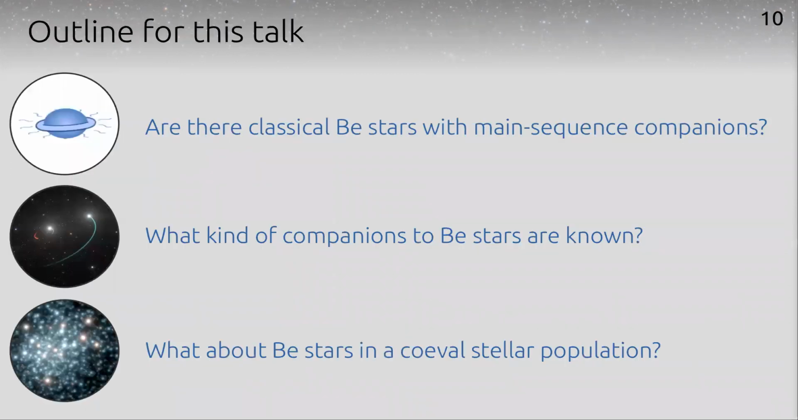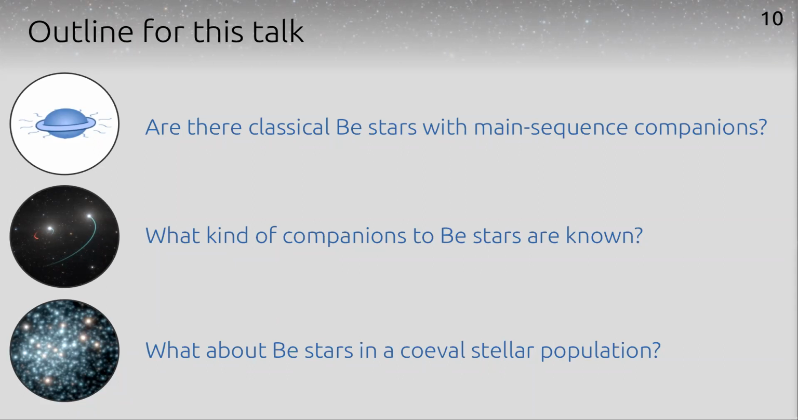And so in the remainder of my talk, what I want to focus on are, first of all, do we actually know classical BE stars with main sequence companions, which would argue for the single star channel, because as I said, in the binary channel, you wouldn't expect those. What kind of companions do BE stars actually have? And how do we put this in context with their formation channel? And what happens if we actually look at a cluster, a co-evolved stellar population, with these binary simulations in mind? How do they fit in?